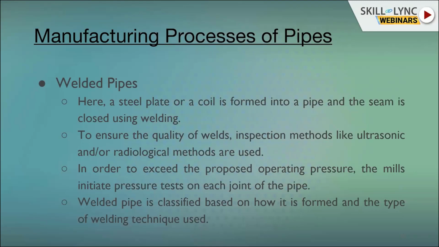Welded pipe is classified based on how it is formed and the type of welding technique used. I told you earlier in my previous slide that different manufacturing processes are involved, like DSAW, SAW, I hope you remember, then ERW, EFW. So these types of welded pipes are classified, and different welding techniques are used in different kinds of pipes. Okay, next slide, please.